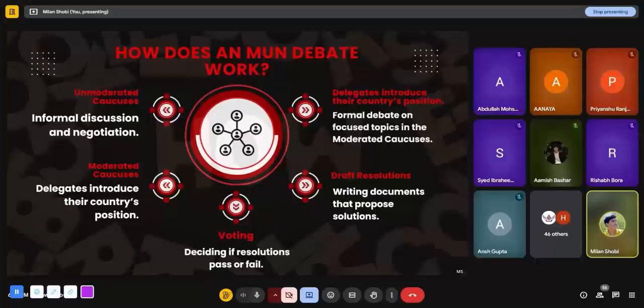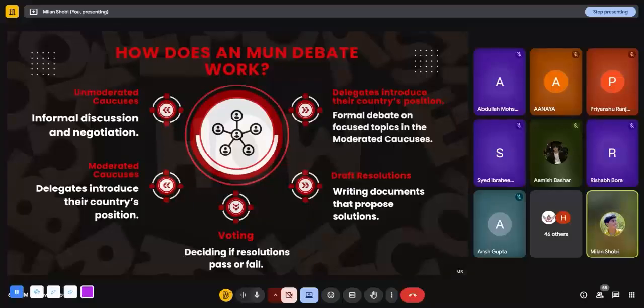You will introduce your country's position and formally debate on the focus topics in those moderated caucuses. This is basically where your real debating starts. Every word that you say is actually marked by the EB. And this is where you put yourself in a position to actually win the MUN.